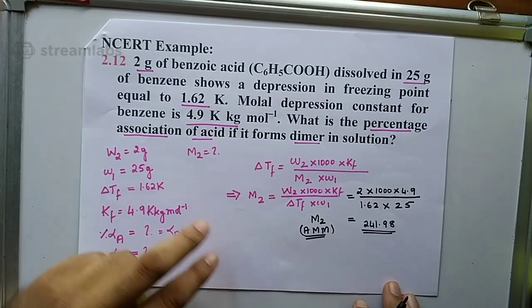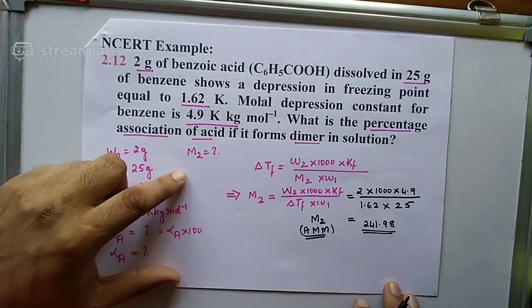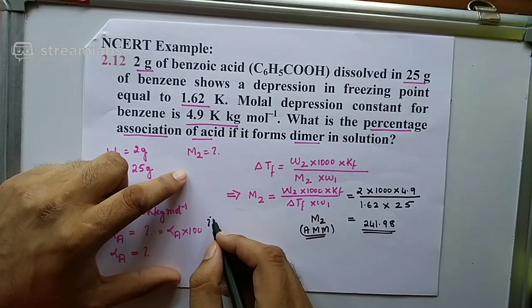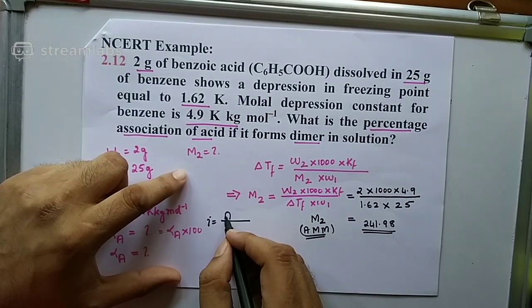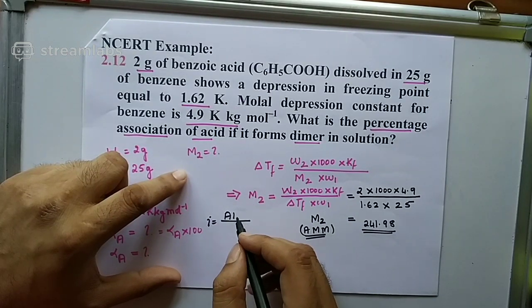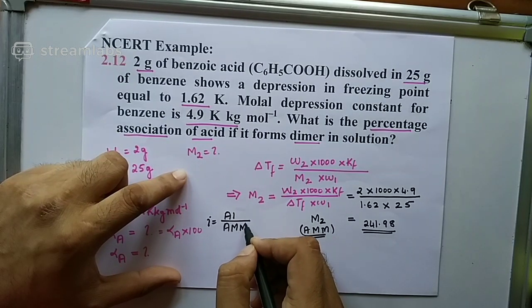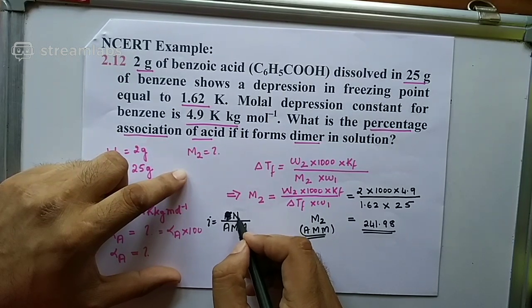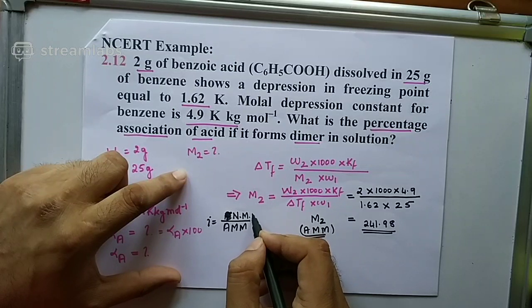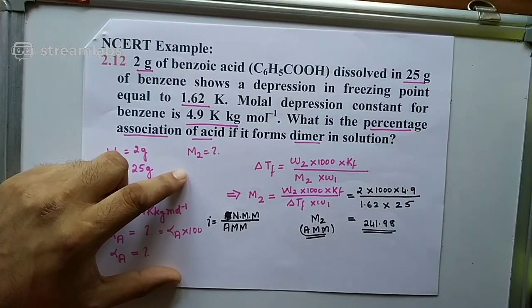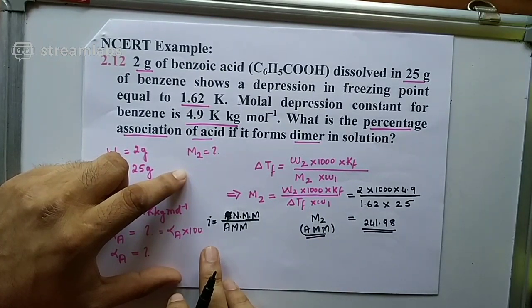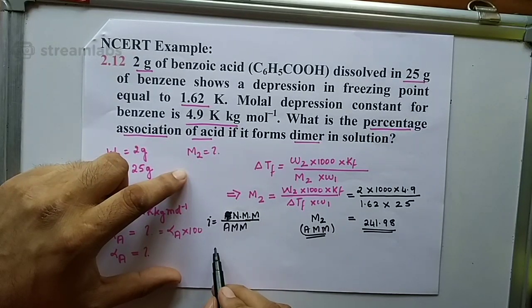Once you know the abnormal molar mass, you can calculate the Van't Hoff factor. I is equal to normal molar mass in the numerator divided by abnormal molar mass. Yesterday we studied the formula for Van't Hoff factor I. Van't Hoff factor I is equal to normal molar mass divided by abnormal molar mass.